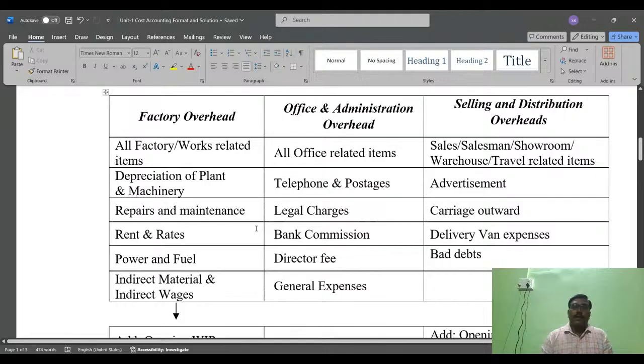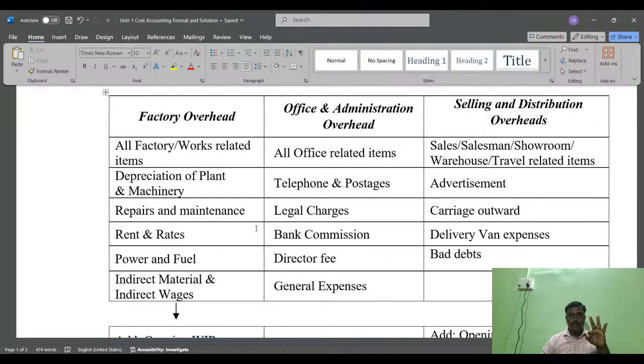Here we have listed the factory overheads. All factory-related or works-related expenses are factory overhead: depreciation of plant and machinery, repair and maintenance of assets used in a factory, rent and rate, power and fuel, indirect material, and indirect wages. All those are called factory overhead. Let us recollect: factory overhead includes all factory-related expenses, depreciation of plant and machinery, repair and maintenance of plant and machinery, rent and rate, power and fuel, indirect material, and indirect expenses.